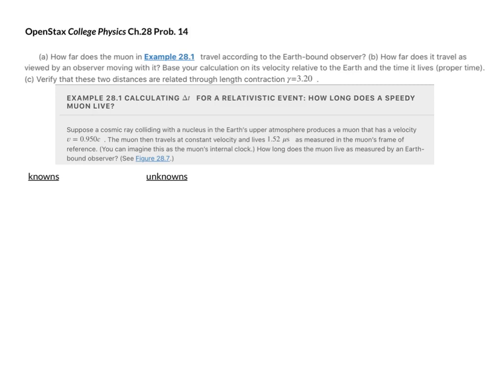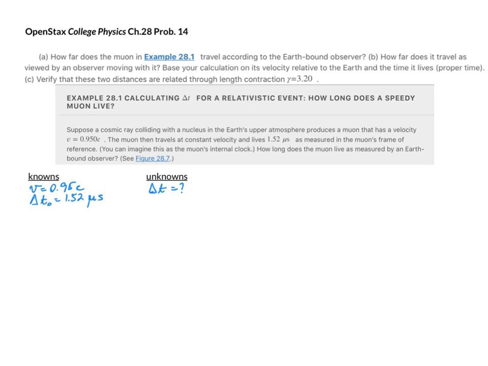And we start with the knowns in example 28. So we have velocity is 0.95 c, and the time that the muon lives measured in its own frame, so that is going to be the proper time, delta t naught, is 1.52 microseconds. And in example 28, we are asked to find how long the muon lives measured by an earthbound observer. So we know the proper time. That means that we're looking for the dilated time measured by the earthbound observer.